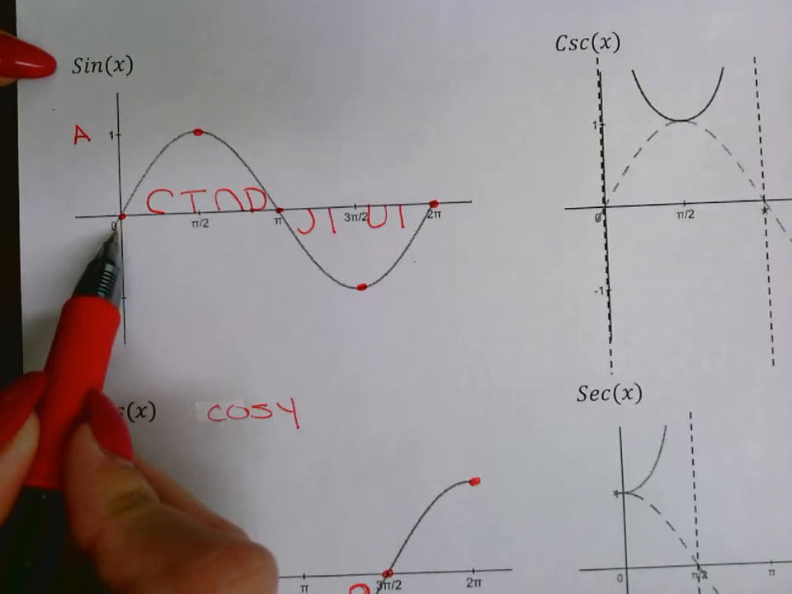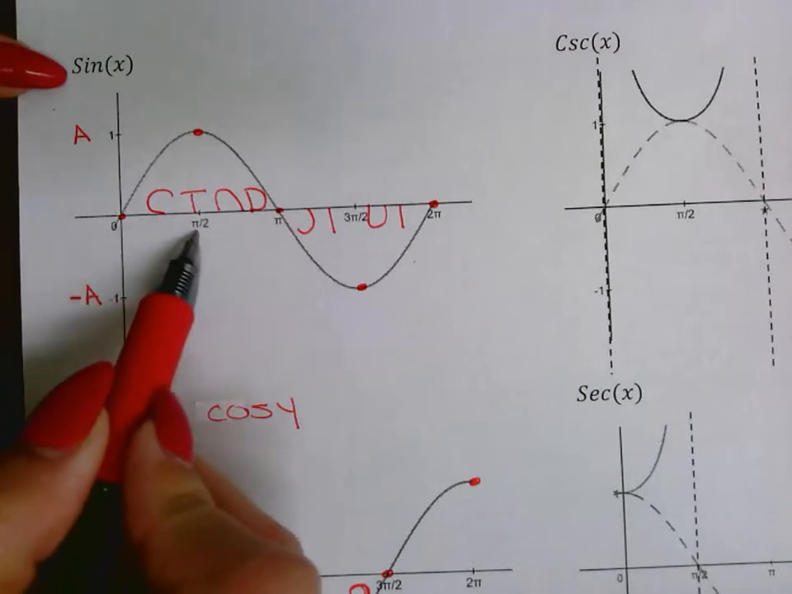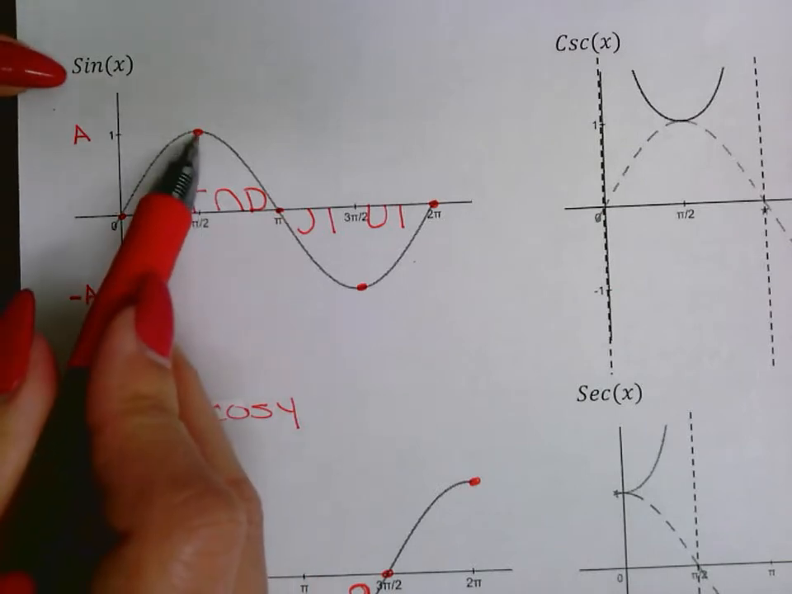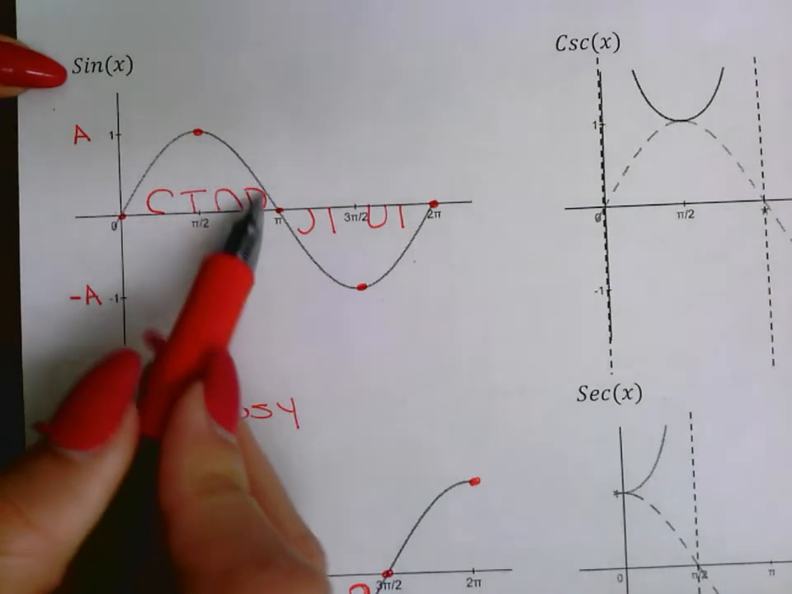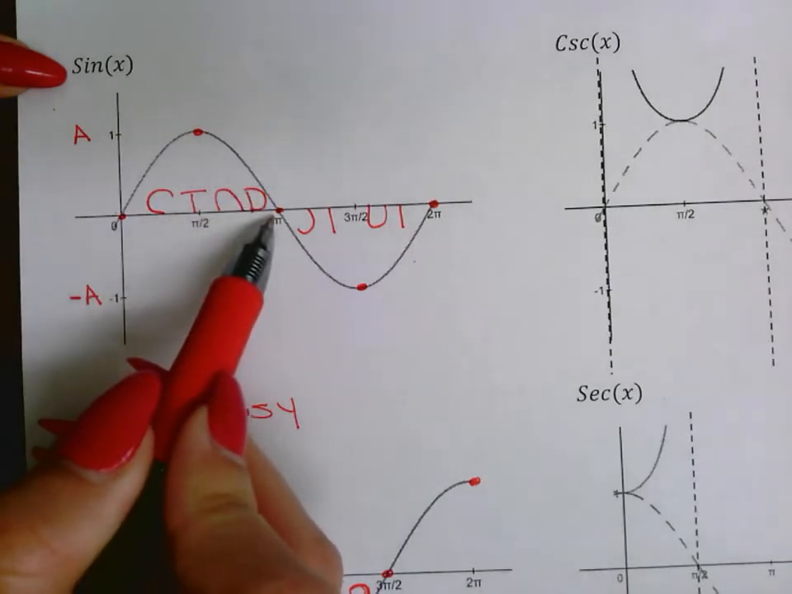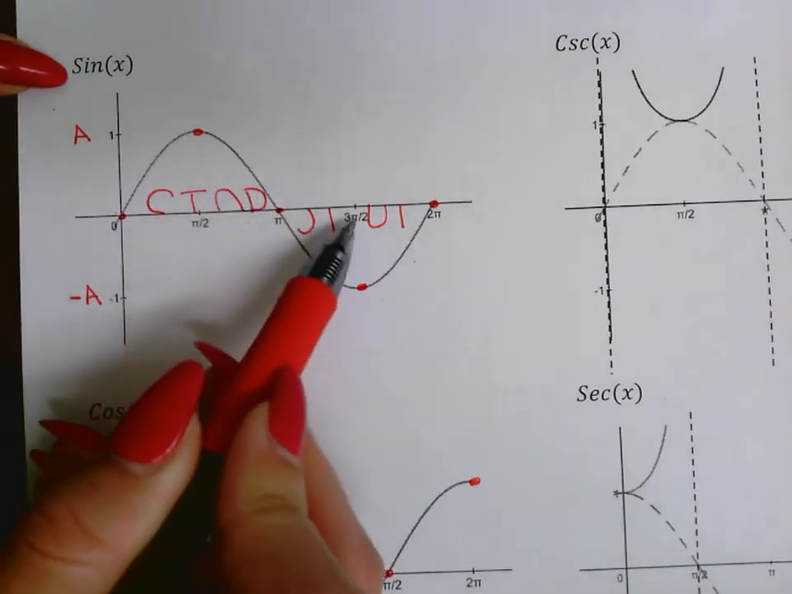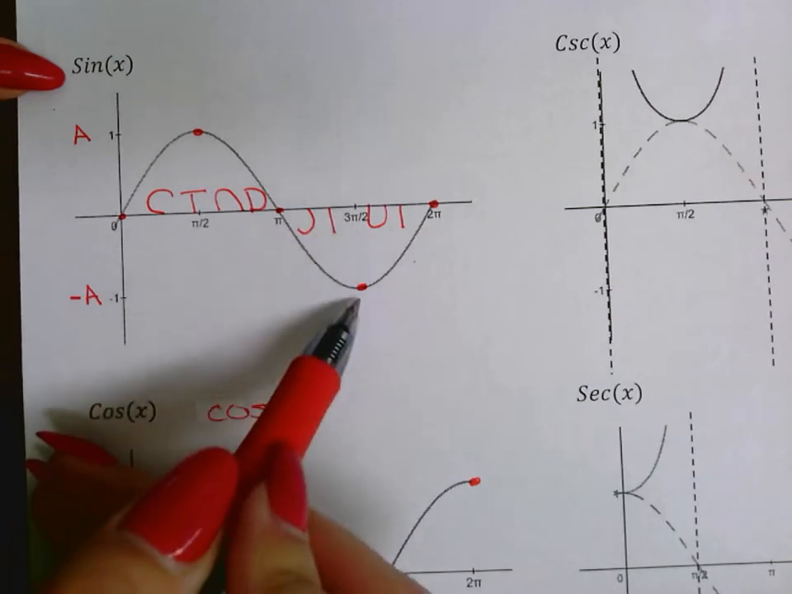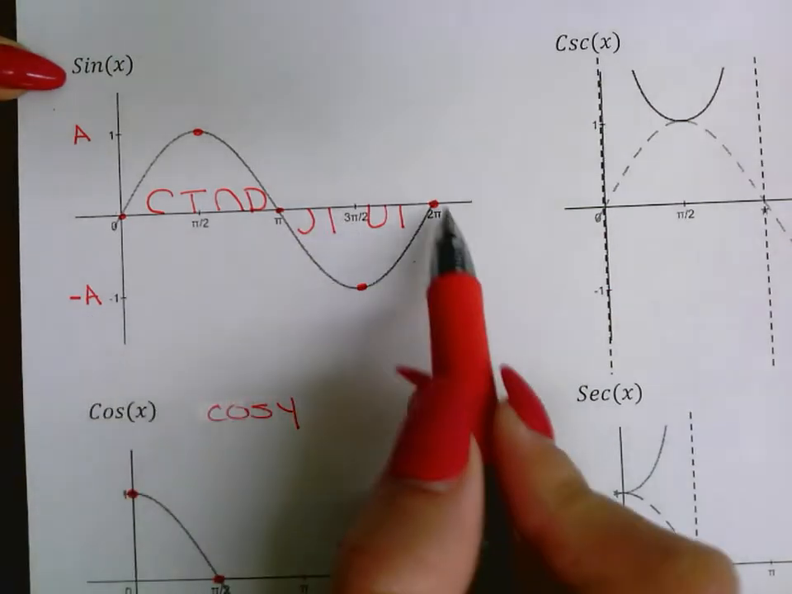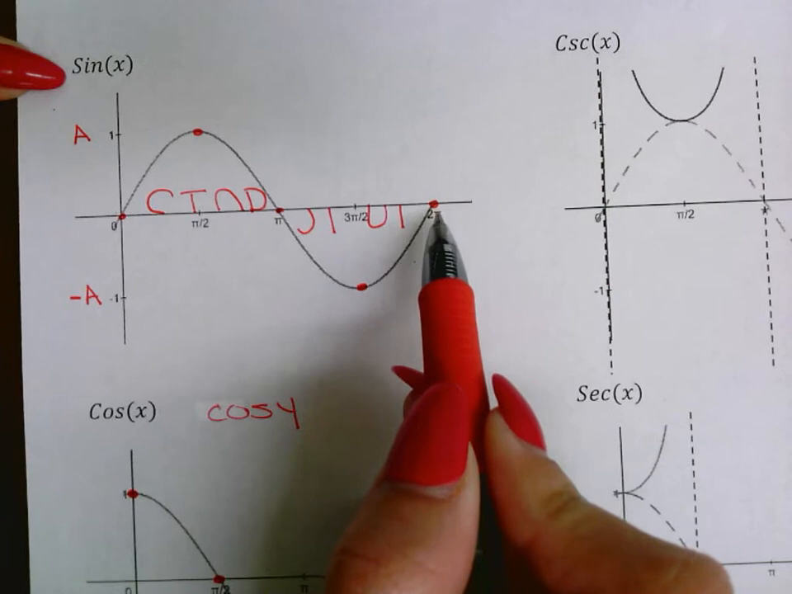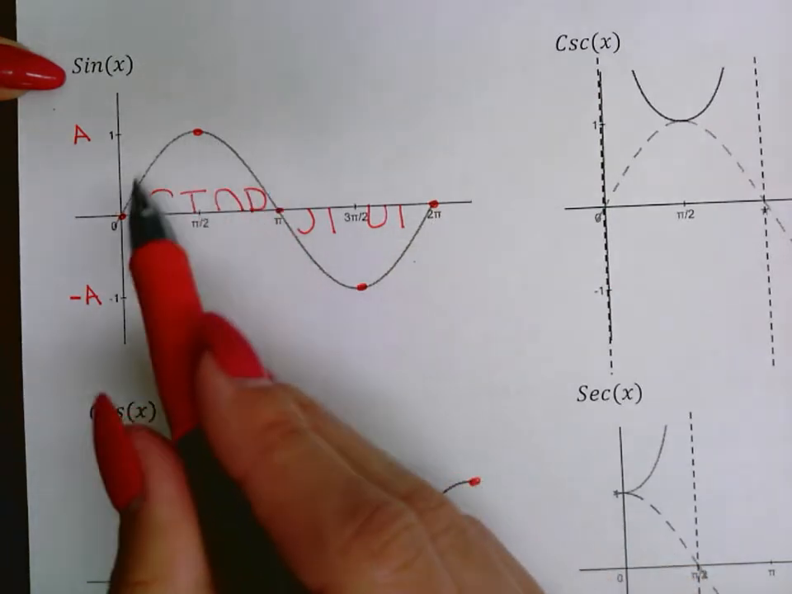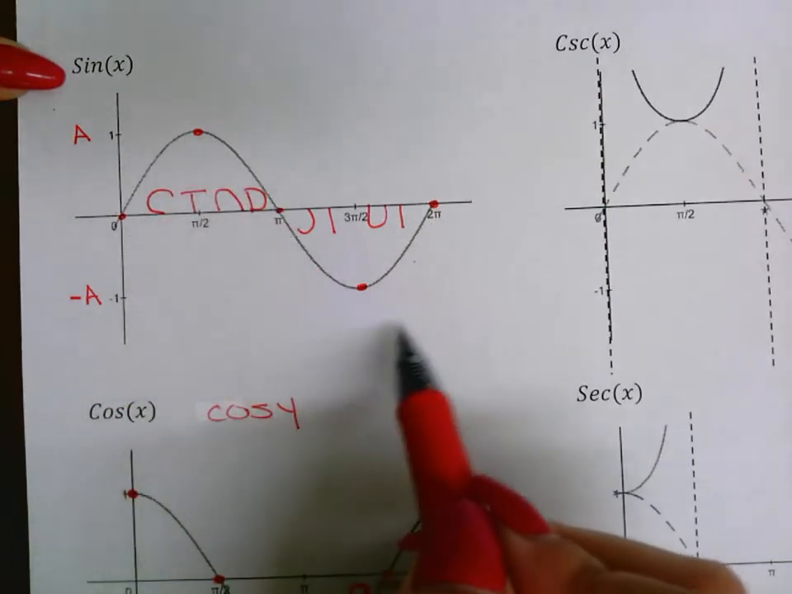Sine of 0 is 0 on your unit circle. You see I'm still at the origin? Sine of pi over 2 on your unit circle is 1. Sine of pi on your unit circle is 0. Sine of 3 pi over 2 is -1. And sine of 2 pi is 0. So the points on these graphs match with those 4 main points on the unit circle.